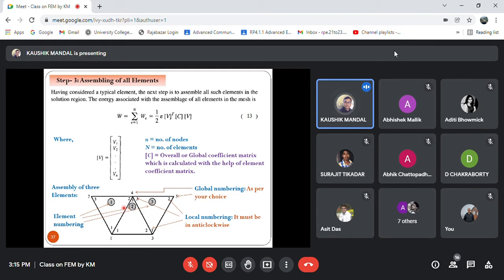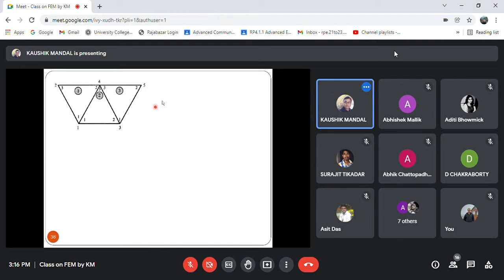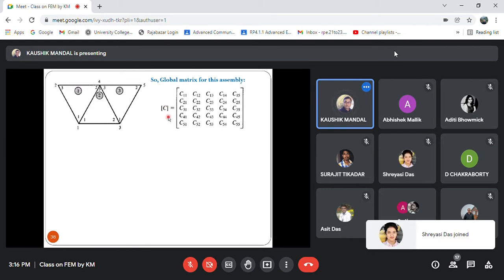Now for this particular simplified structure, we have to find out the global coefficient matrix. Again, we have considered the same figure, 3 elements, 1, 2, 3. There are total 5 nodes, 1, 2, 3, 4, and 5. The numbering outside the element is known as the global numbering. The numbering within the element is known as the local numbering. So what will be C, the global matrix of this particular solution boundary?